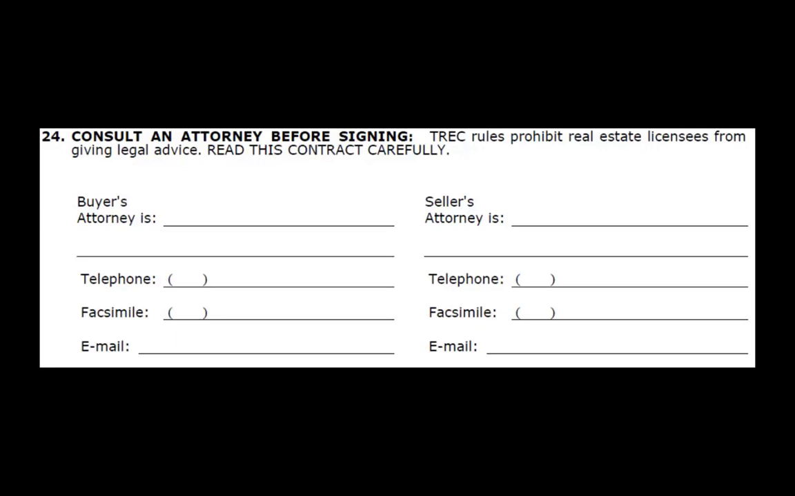If there is an attorney involved in the deal, you want to list the attorney's information in these blanks. I would include them on all the correspondence, carbon copy them on the emails, and then just realize that the attorney is probably going to have more authority in the transaction than a realtor would, and the attorney can do anything that a realtor would do in the contract.